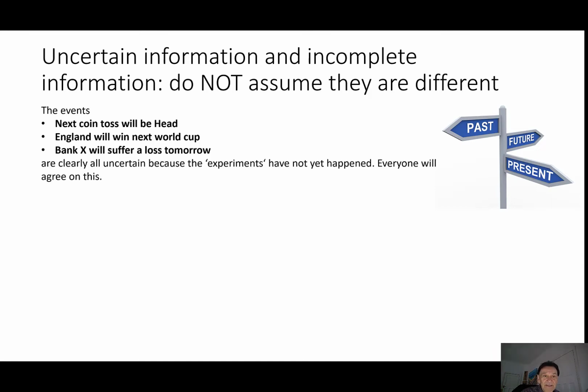So the events "the next coin toss will be a head," "England will win the next World Cup," and "Bank X will suffer a loss tomorrow" are clearly all uncertain, because they're experiments that have not yet happened. Everyone can agree on that, if you like, they're future events.